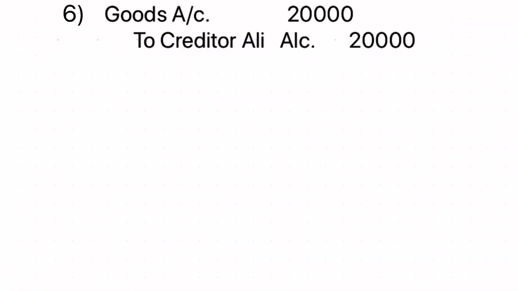In this transaction we have carried out purchases, and the purchases are in the form of inventory, which we call goods, and we haven't paid that creditor. So the creditor Ali is our liability and we have to pay that person in future.